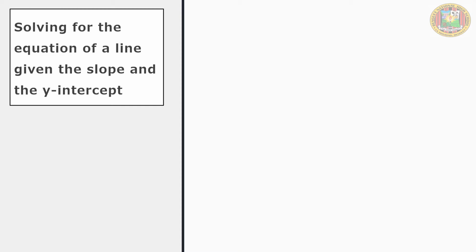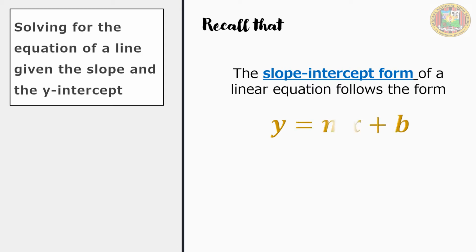We begin the lesson by recalling the past lessons we've had regarding the equation of a line. When writing a linear equation, the slope-intercept form follows the form y = mx + b, where x and y are the two variables of the linear equation, m represents the slope of a line, and b represents the y-intercept, or the point on the line where it intersects the y-axis. Take note of this as we discuss the lesson.